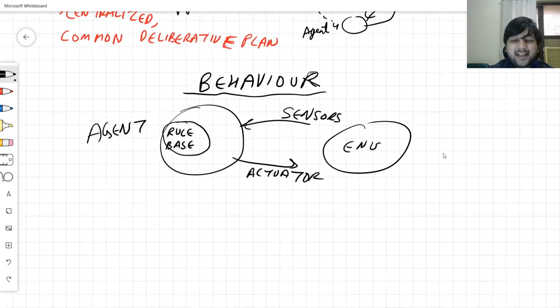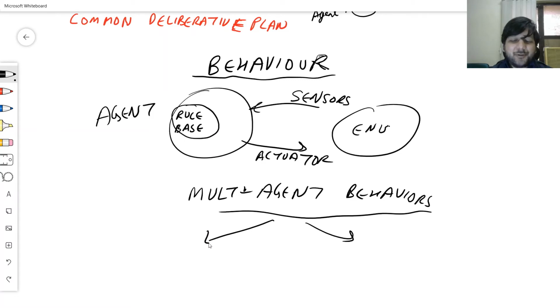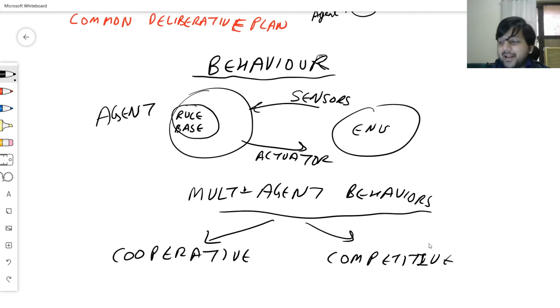Multi-agent plus behavior does something which is extremely interesting. If I've got multiple agents and I'm discussing behavior, the behaviors could be of two types. One is cooperative and the other one is competitive. So cooperative, we are all a team, and those are the type of simulations that we do where there's a single objective and everybody tries to get towards that objective as a team.